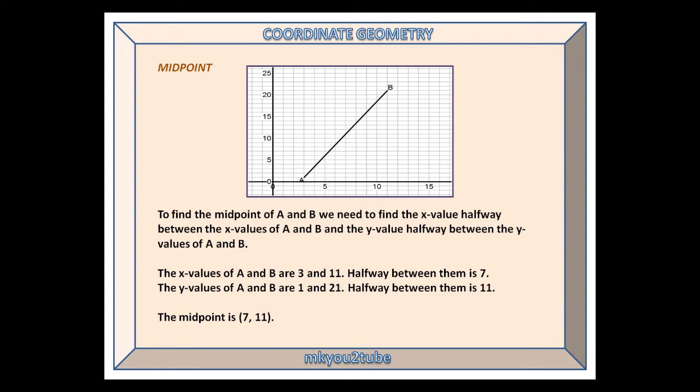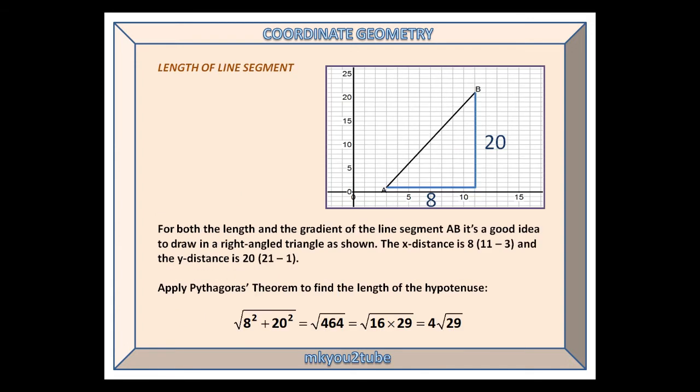Finding the midpoint. To find the midpoint of A and B, we need to find the x value halfway between the x values of A and B and the y value halfway between the y values of A and B. The x values of A and B are 3 and 11. Halfway between them is 7. The y values of A and B are 1 and 21. Halfway between them is 11. So the midpoint is 7, 11.